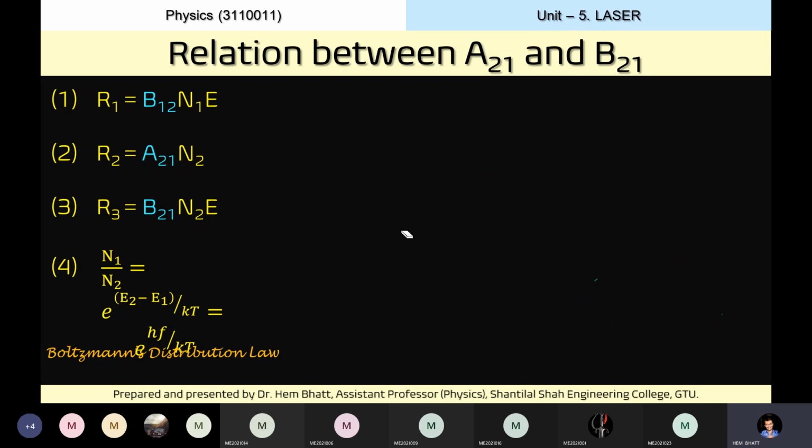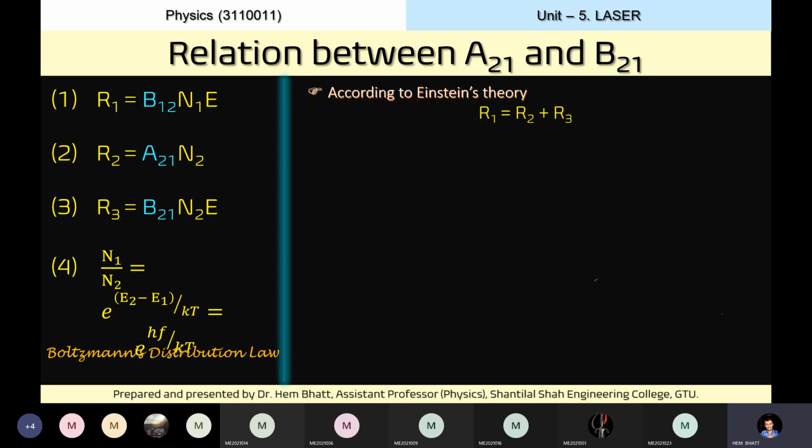So let us start deriving. Now see, whatever is the absorption, the same should be the emission. According to Einstein's theory, if R1 is the absorption, the total emission, spontaneous and stimulated together, cannot exceed R1. Whatever you give as input, you get the same as output. So total absorption must be equal to total emission.